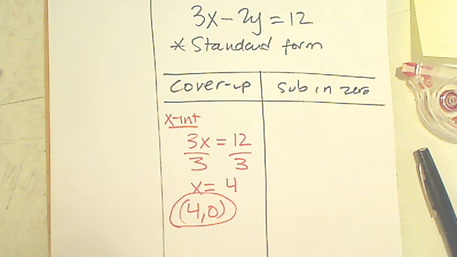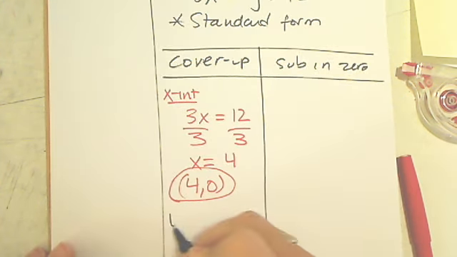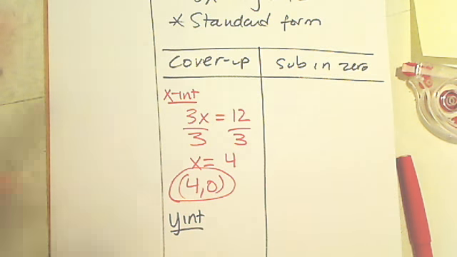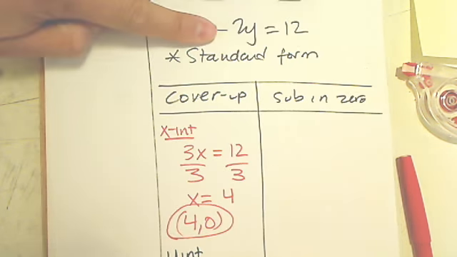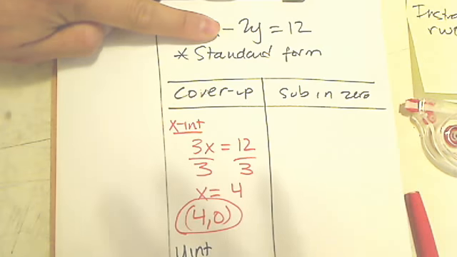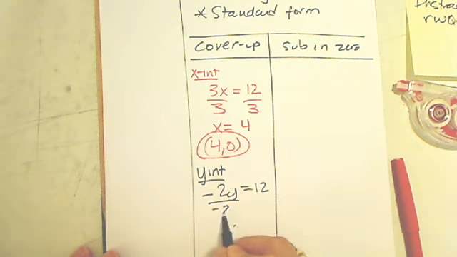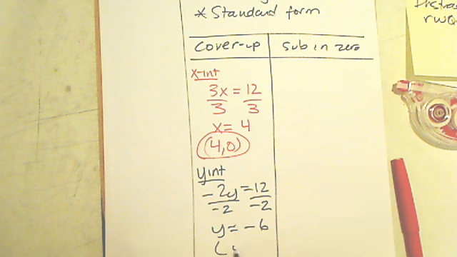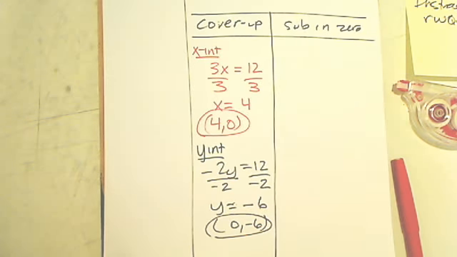How do I find my y-intercept, where it crosses the y-axis? Take your finger again and cover up the 3x, the x value. I still have negative 2y equals 12. Divide by negative 2, so y equals negative 6. Be careful: the point is 0, negative 6. It crosses the x-axis and y-axis at 4, 0 and 0, negative 6.